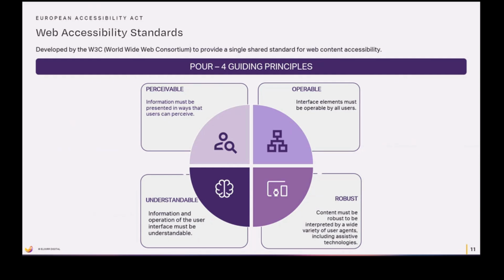So there are elements in here around readability, but there's also things like you can't use color as an instruction, as a direction. You can't say things like click on the green button, because if someone can't see or perceive green, that instruction doesn't work for them. And then robust, so content must be robust to be interpreted by a wide variety of user agents, including assistive technologies. So that's things like screen readers, etc.